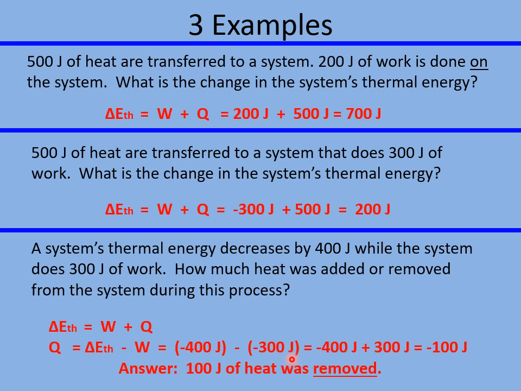Now, we have to be careful, right? Because we have a minus here and we have another minus here. Of course, those two minuses cancel each other. So we end up with negative 400 joules plus 300 joules, and that is a total heat, Q, of minus 100 joules. Now, what does that mean? If the heat, Q, is negative, that means this amount of heat was removed from the system. So the answer is 100 joules of heat was removed from the system.